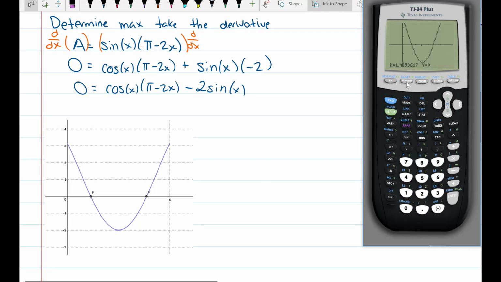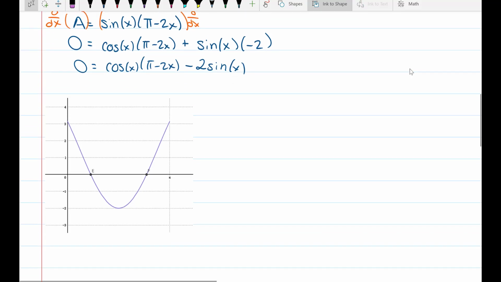To do that, we're going to push second calc, zeros, and it's going to ask for two points, a left bound and a right bound. So I choose this as my left bound, this is my right bound, and we take a guess. It tells me that I have an x coordinate of 0.710. So that's right here. This is x equals 0.710. That's close enough.